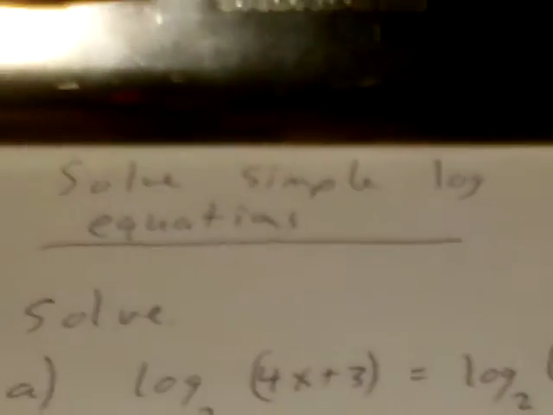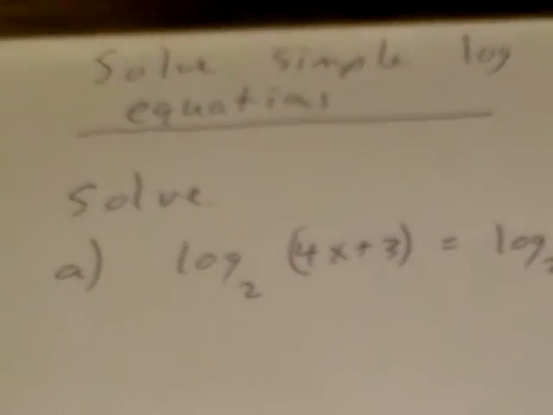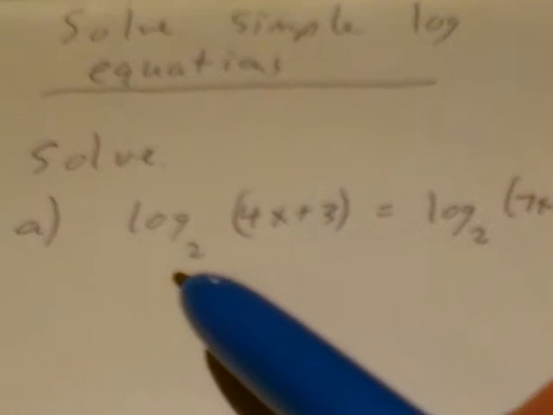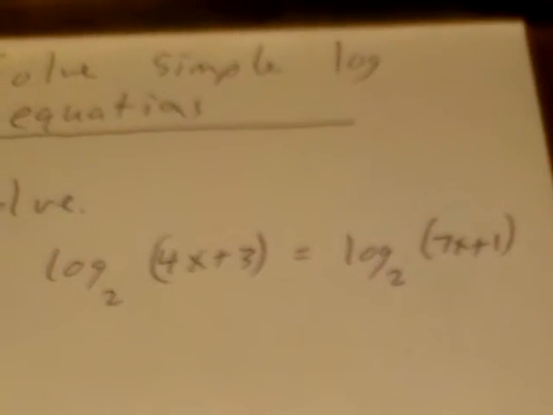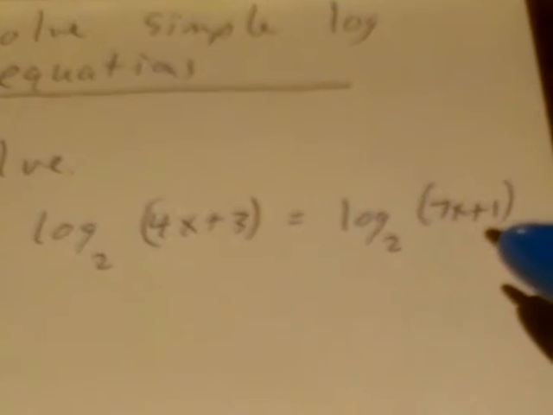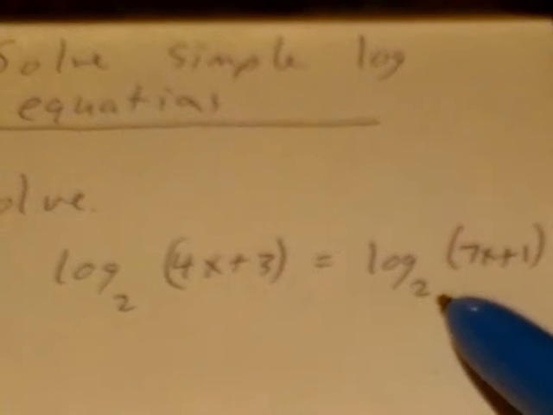Alright, now the next thing we're going to do is solve some simple log equations. And here is our first simple log equation. It is log base 2 of 4x plus 3 equals log base 2 of 7x plus 1. And you'll notice that these are the same. Log base 2, log base 2.